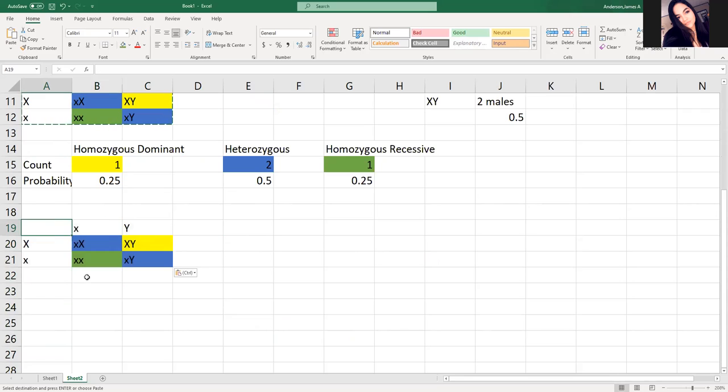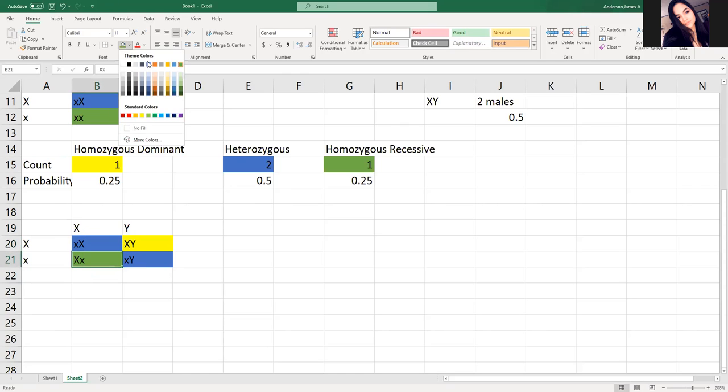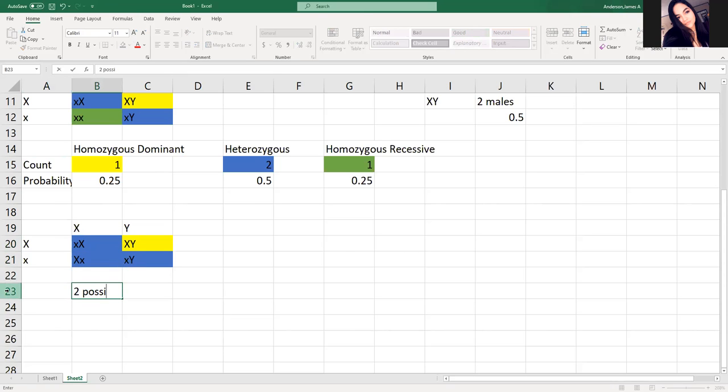So on this one, we have a mother who is a carrier, and the father has a normal one. So we have XX, XX, XY, XY. So this turns into a blue. What's asking for the probability a daughter will inherit the disease? Well, we have two possible daughters and zero disease from those daughters.